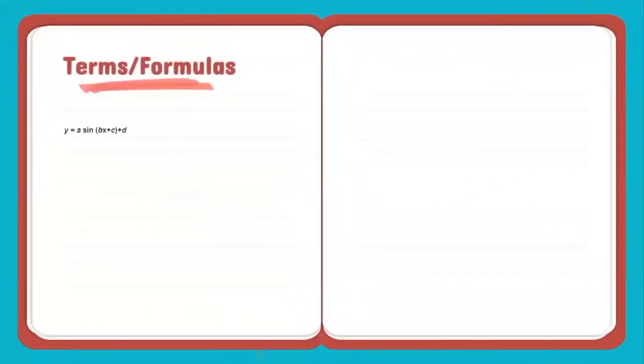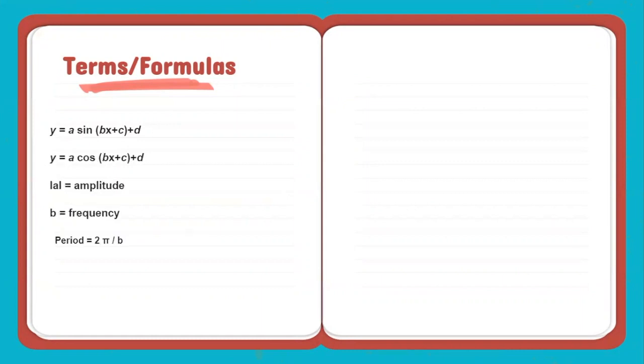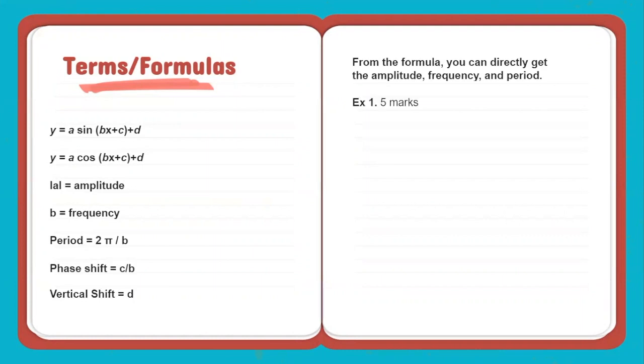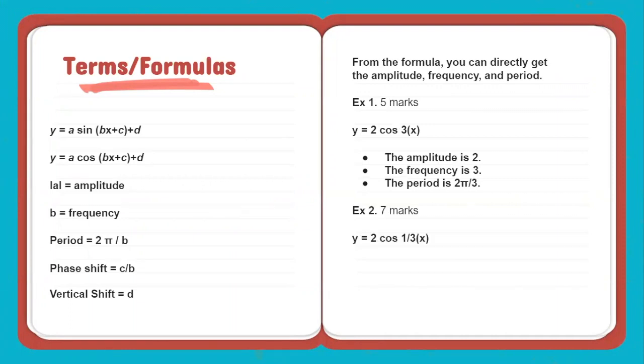The first two formulas here are the sine and cosine function. The A represents the amplitude, which is the height of the wave. B is the frequency, the number of completed cycles in a given interval. C is the phase shift, and D is the vertical shift.